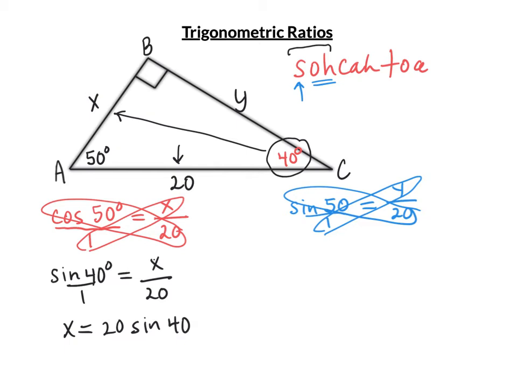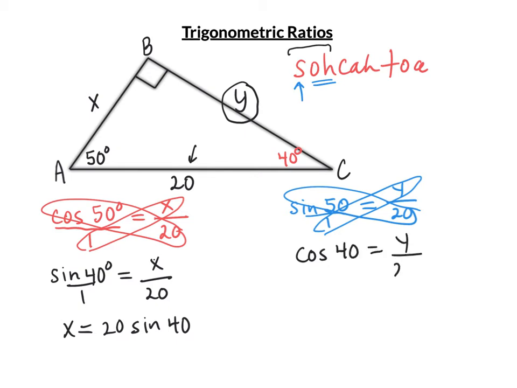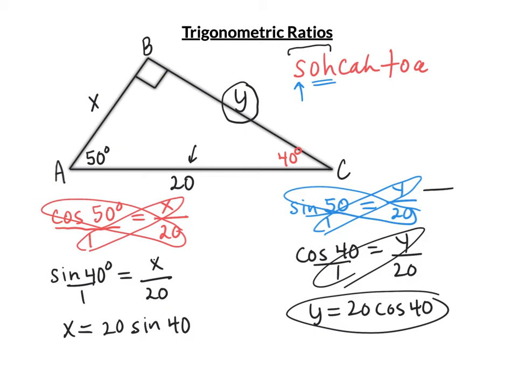I could have found y using that 40-degree angle too. Using the 40, y would have been the adjacent. Reminder, the adjacent is never the hypotenuse. Adjacent over hypotenuse, that would have been cosine, and the cosine of 40 would be y over 20, and put that over 1 and cross multiply. Y would have been 20 times the cosine of 40. This would have given you the same exact answer for y as that original equation.